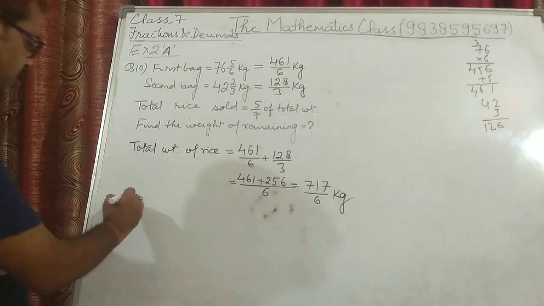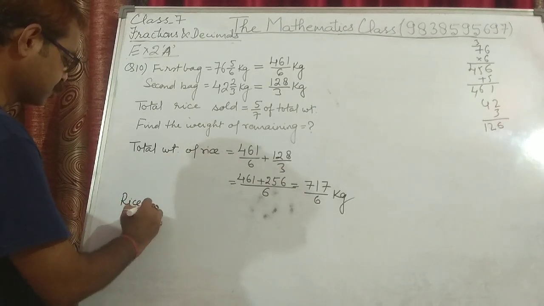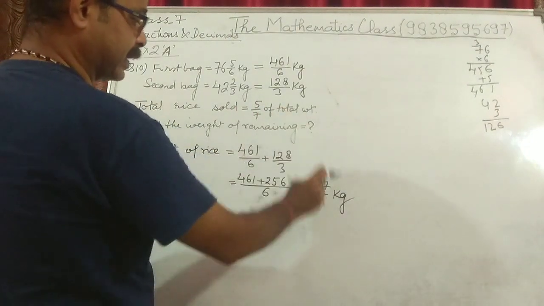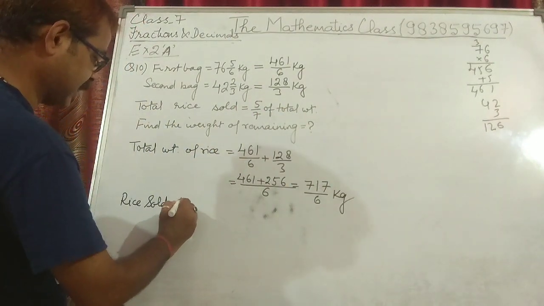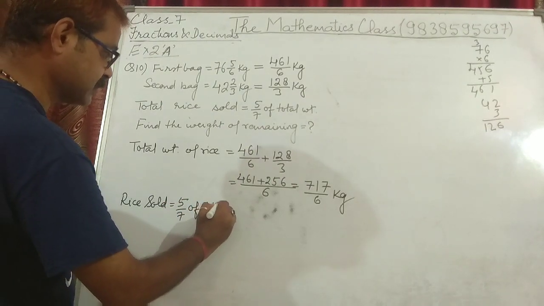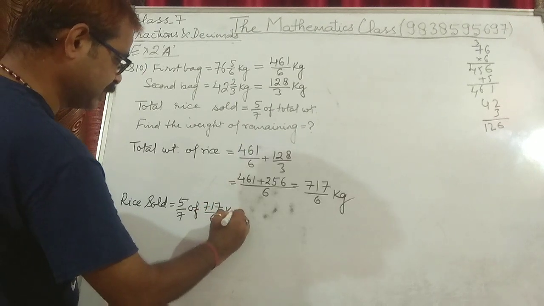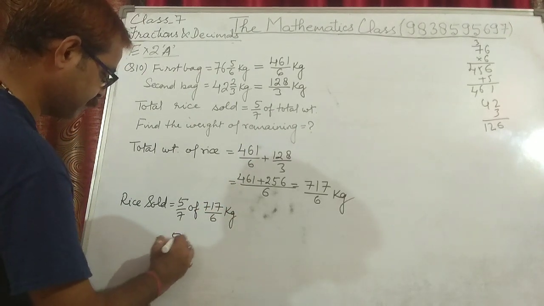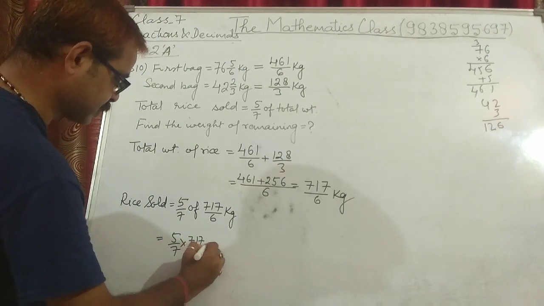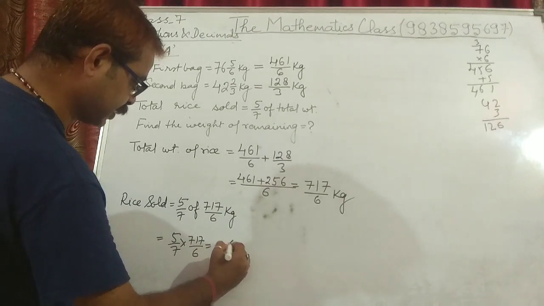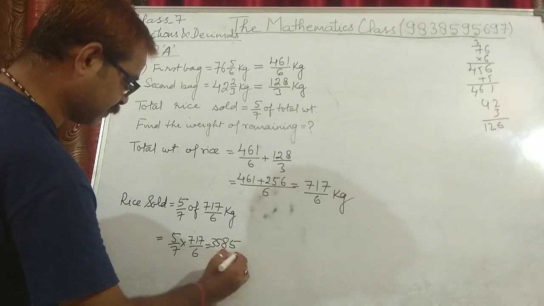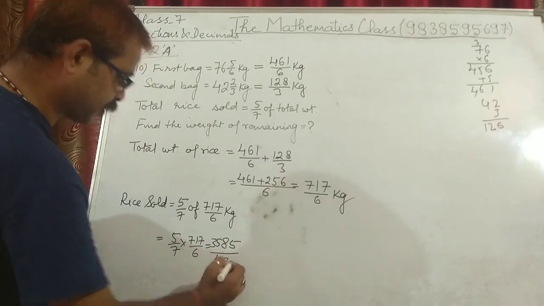Now how much rice is sold? Rice sold is 5 upon 7 of the total weight, and the total weight is this much. So 5 upon 7 of 717 upon 6 kg. When you solve it, it will be 5 upon 7 into 717 upon 6. It means 7 5s are 35, 3, 5 ones are 5 and 3, 8, 7 5s are 35 upon 7, 6s are 42.